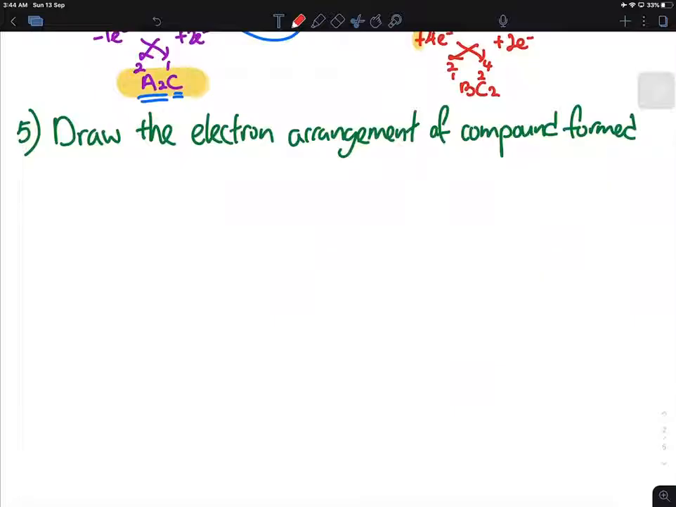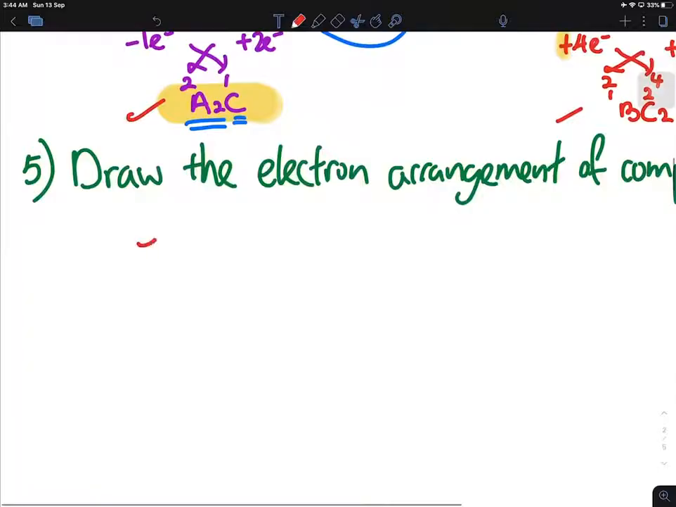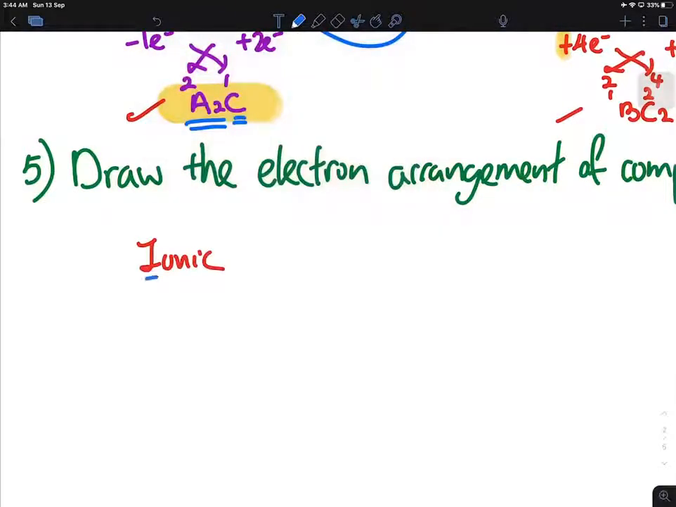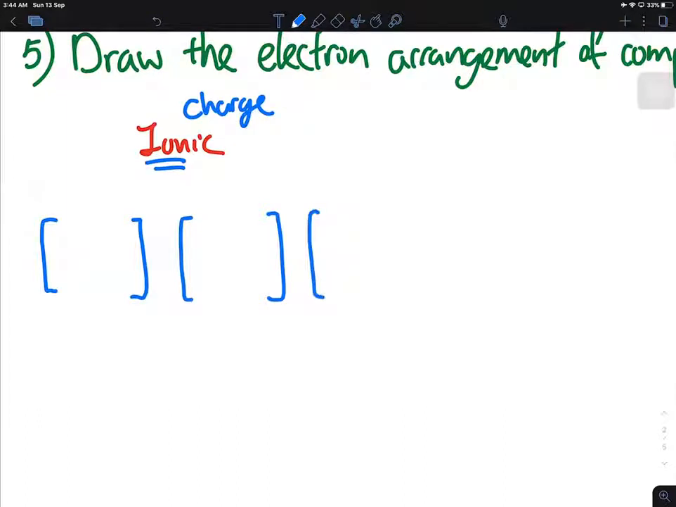Drawing the electron arrangement of the compound formed. Now we are going to draw the two compounds formed, A2C and BC2. How to draw an ionic compound. So remember, ionic means ion. Ion should come with charge. A2C, total of 3 ions. Drawing an ionic compound, we need to use brackets.